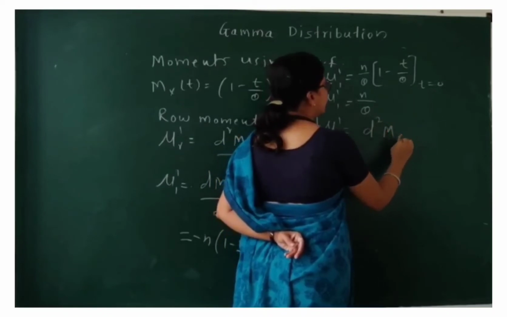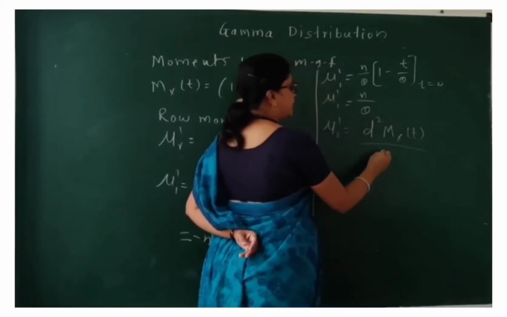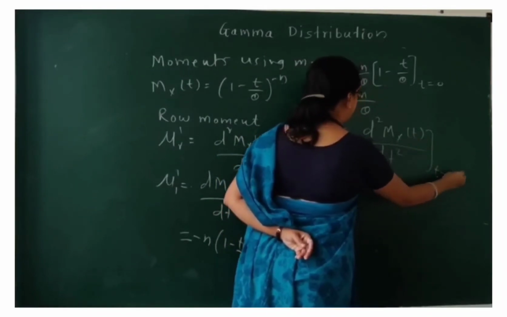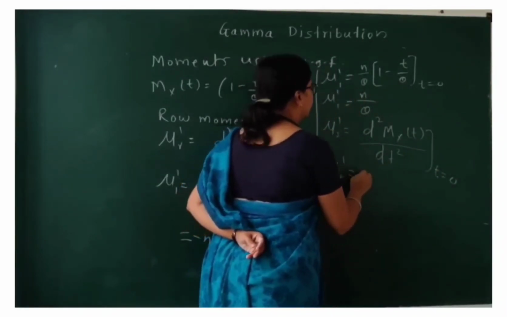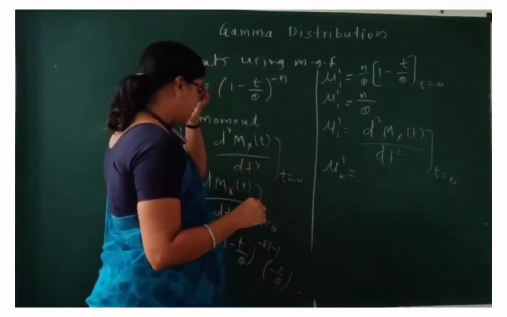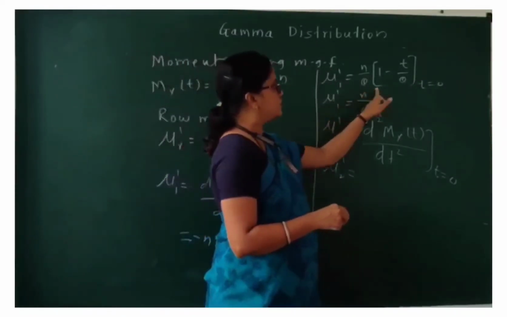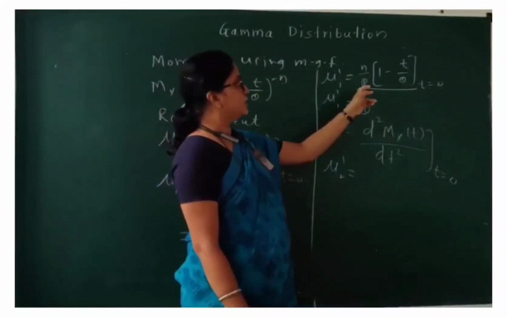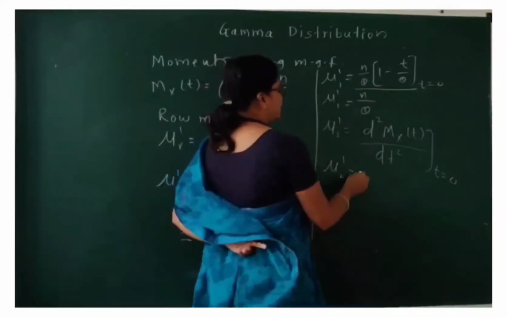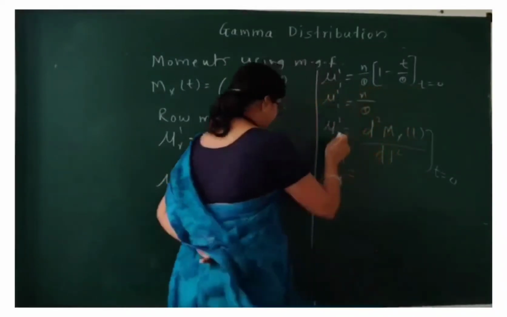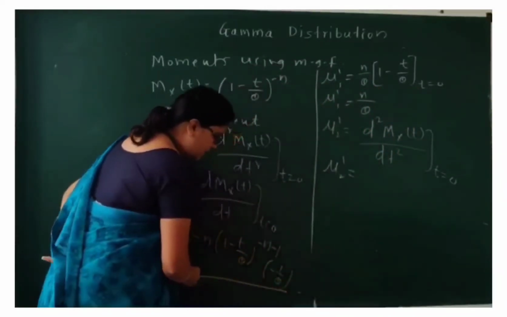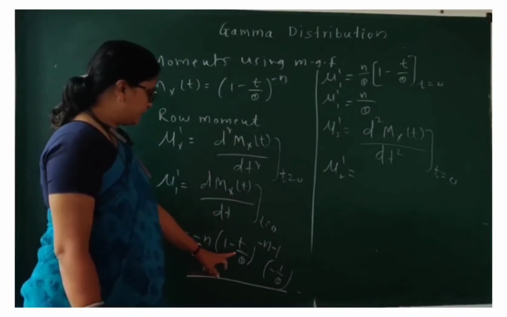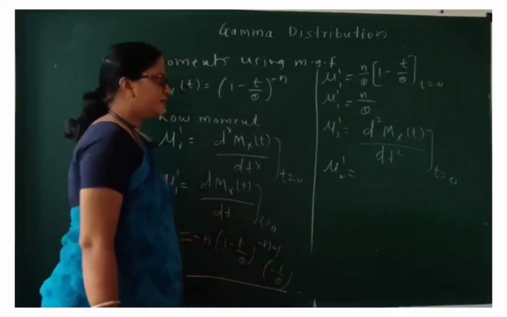We can find mu2 dash by using the second derivative of the MGF, and we can put the value of t as 0. So for the second derivative, we need to take the derivative of this term, since this is the first derivative, isn't it? So we need to take the derivative of this again. No, sorry, not derivative of this. We need to take the derivative of this step. Minus minus plus, so n by theta as it is.